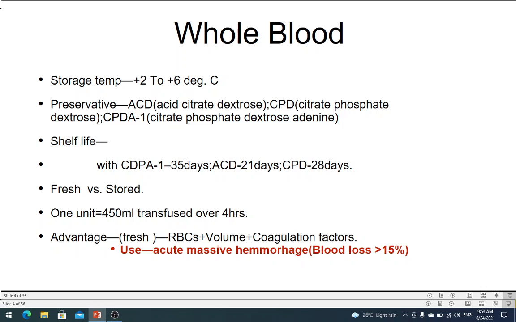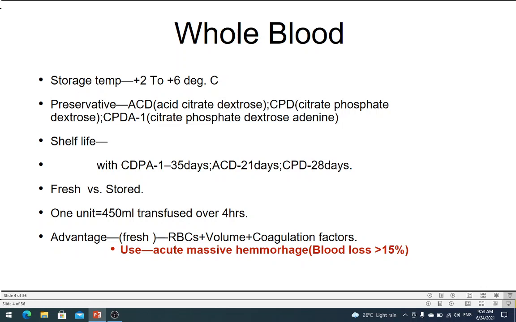Stored blood, the problem is, I told you, it is not metabolically active. That is one. Two, the platelets lose their function after some time in stored blood. Similarly, the leukocytes also lose their function, and the coagulation factors get depleted. This is what happens if you store blood at this particular temperature for a certain time. So when you want whole blood, ideal would be fresh whole blood.